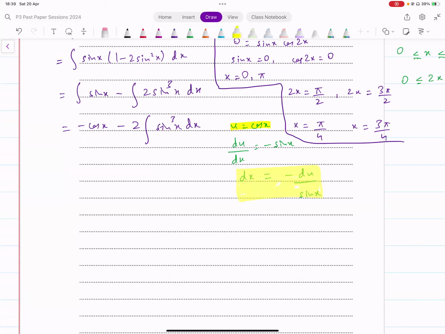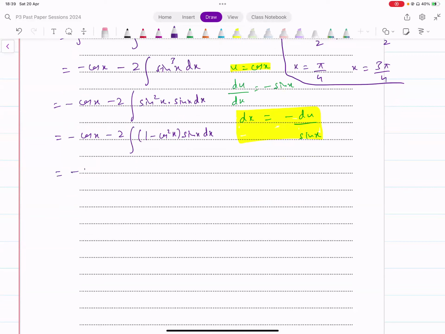For using the substitution now, we'll have to split it into 2 parts. It becomes minus cos x minus 2 into the integral of sine cube, which is going to be split into 2 parts like this. You would say this is sine square x into sine x with respect to x. And then sine square could be written as 1 minus cos square x into sine x with respect to x. And now you use that substitution, and that gives you minus cos x minus 2 into integral of 1 minus u squared into sine x into dx. In place of dx, we put that substitution du over sine x.